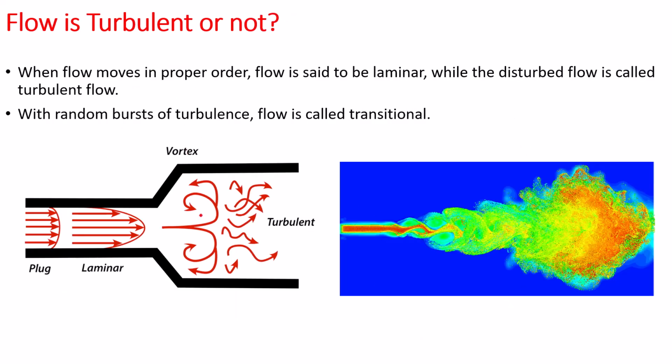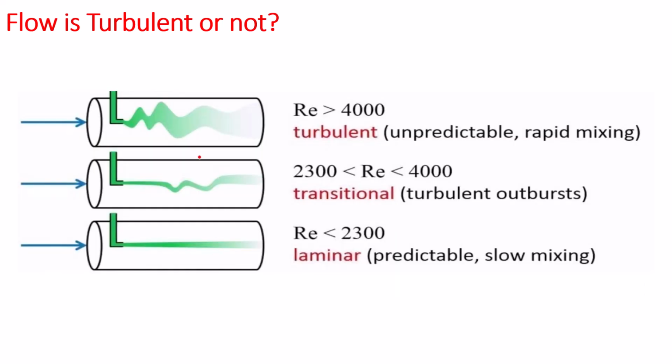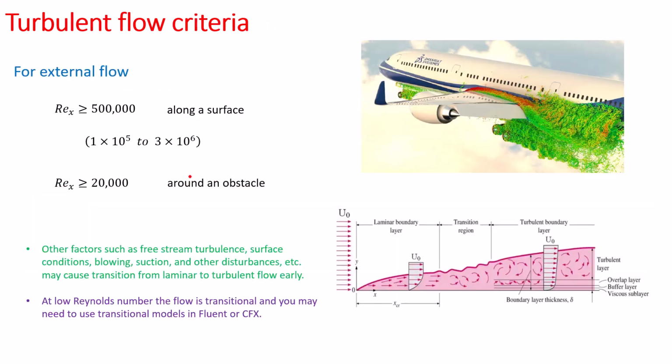So you can see the flow here is laminar, but even though the Reynolds number is not changing, as it expands it gets disturbance and the flow will become turbulent. So initially laminar flow, then transitional, and then fully turbulent flow. Again the same thing here. Okay, but this criterion is different for external flows.